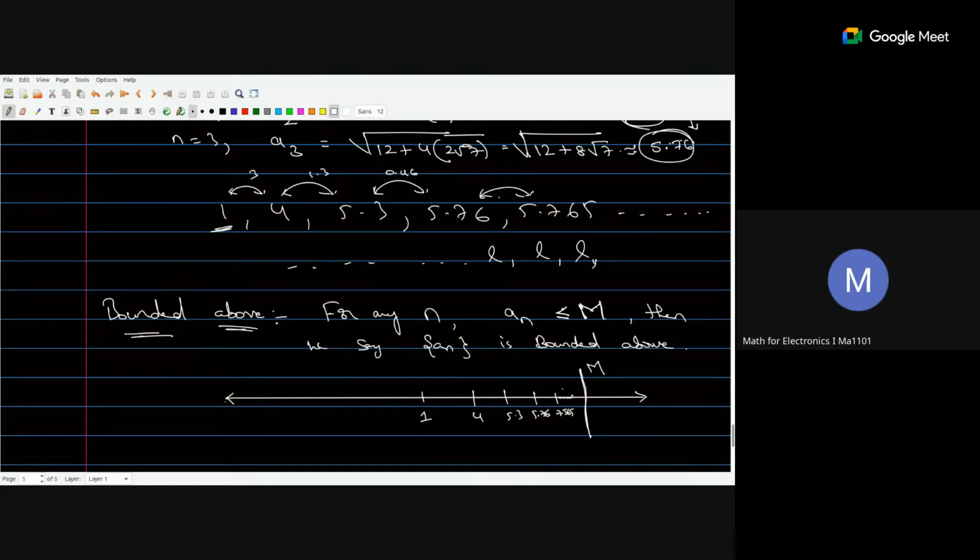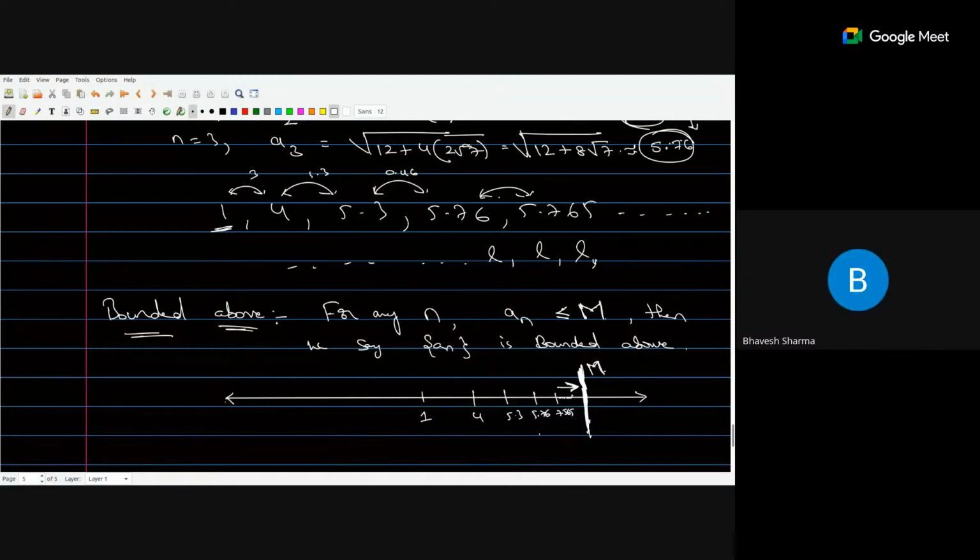and if you are sure that none of your sequence numbers will cross this m, so any number you pick from the sequence will be less than or equal to this m, then you say this is a bounded above sequence. The sequence is bounded above, and its value is equal to m. So this is what bounded above means. There will be a real number m where any number in your sequence will not go above m.